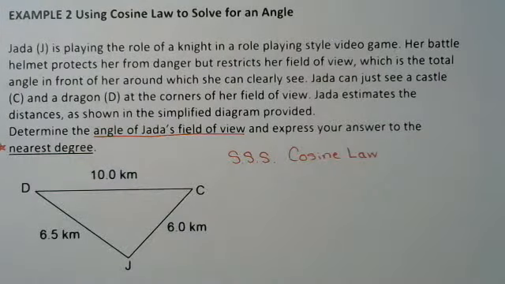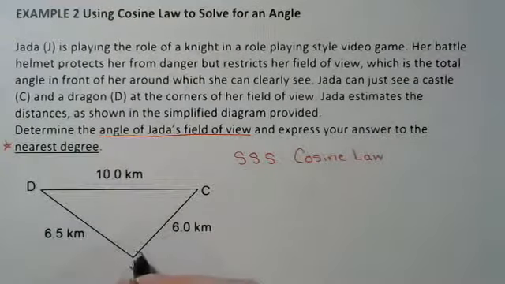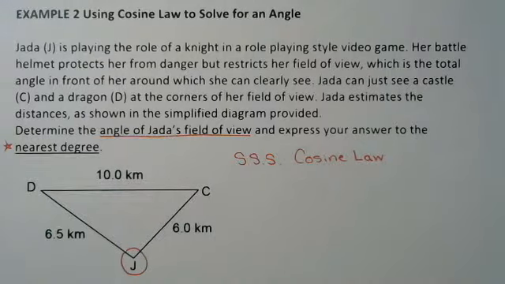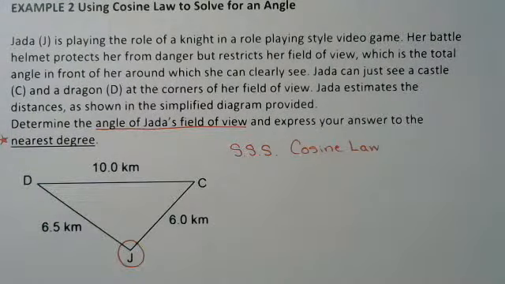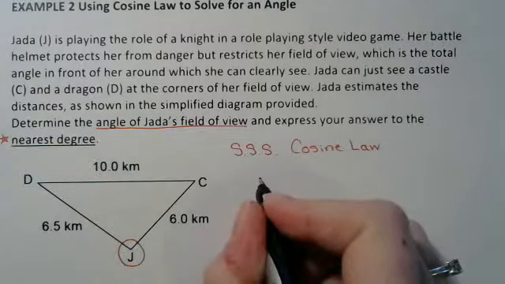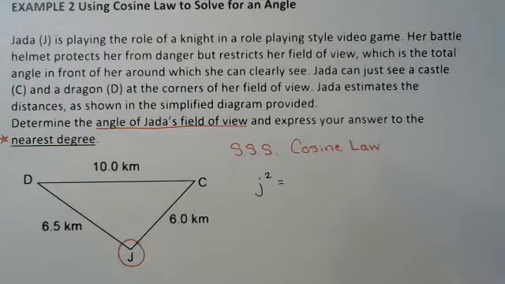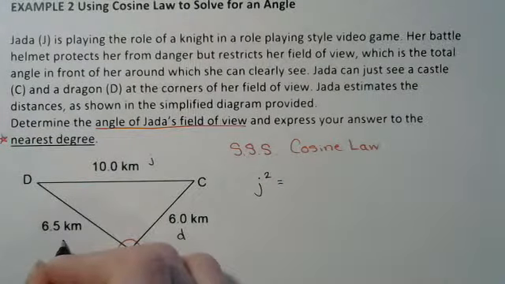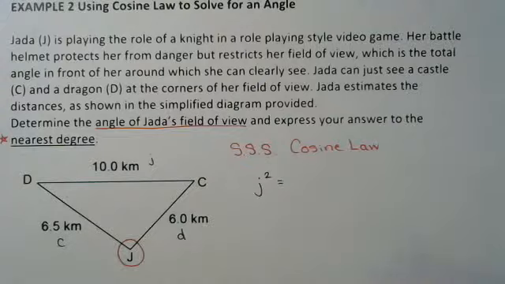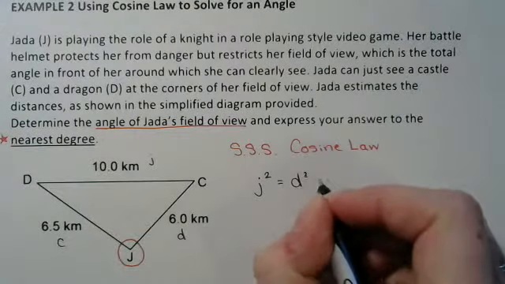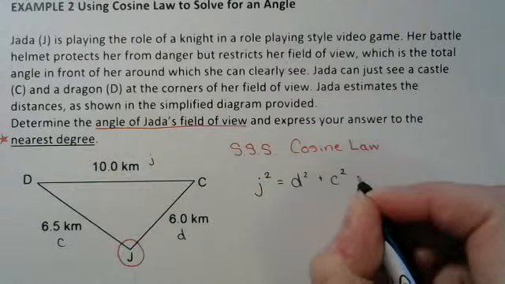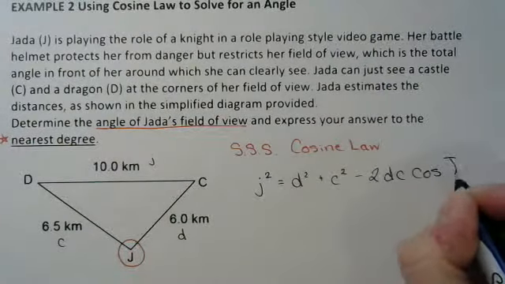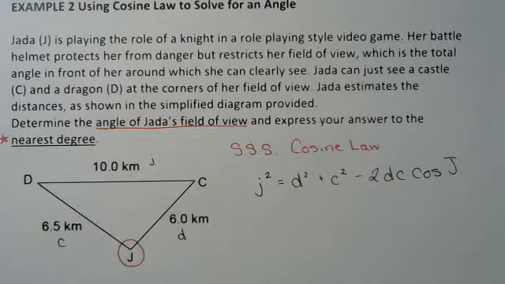Okay. So which angle are we looking for? We're looking for this angle. So that means when we write out our formula, J is going to be the angle, which means all by itself on this side is going to be J squared. Okay. And we can always, before we do any substitution, go through and label your side lengths. So we're going to have D squared plus C squared minus 2DC cosine of J, the angle that we're looking for.